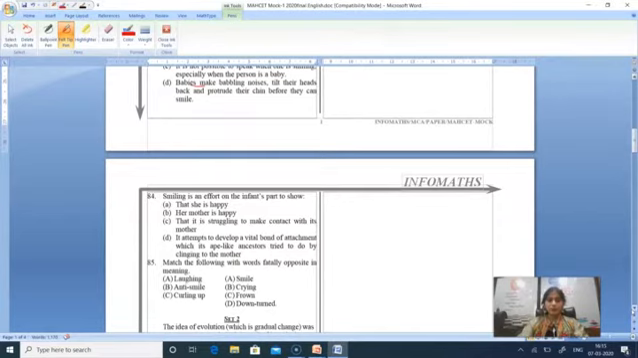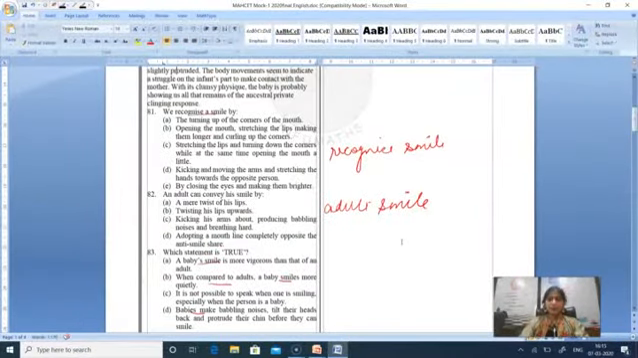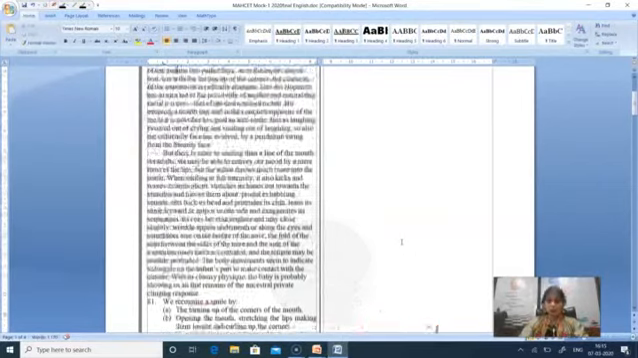Smiling is an effort on the infant's part. Okay, here the infant smile is being discussed, and we have a match the following. So now we are very clear about the thought: what we have to find in the passage is certain context of the infant smile, an adult smile, and a question of how the smile can be recognized.